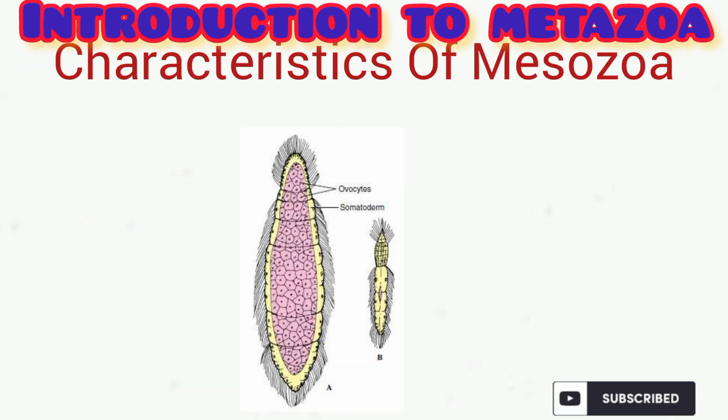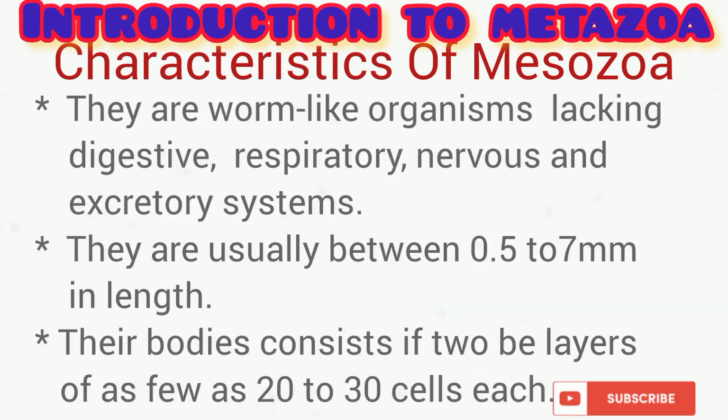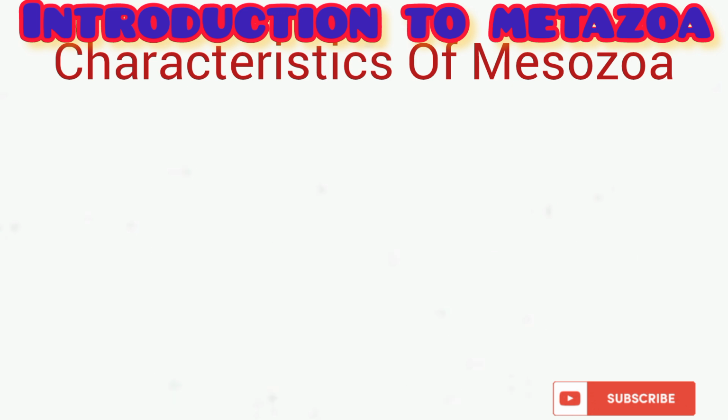They are worm-like organisms, as you can see from the diagram. They actually lack digestive system, respiratory, nervous, and even excretory system. They are primitive organisms, so they lack the system level of organization. They are usually small in size and their body consists of two layers.